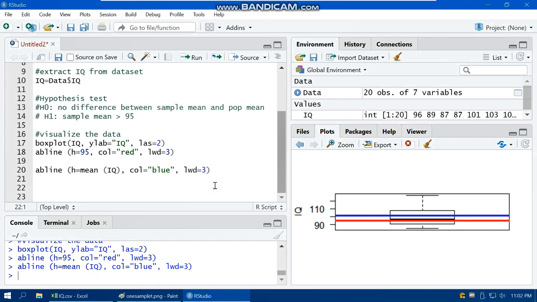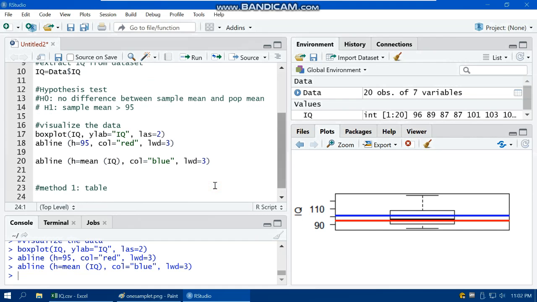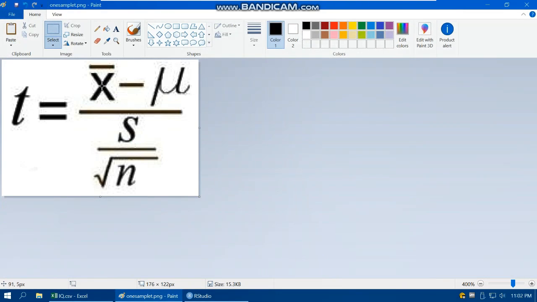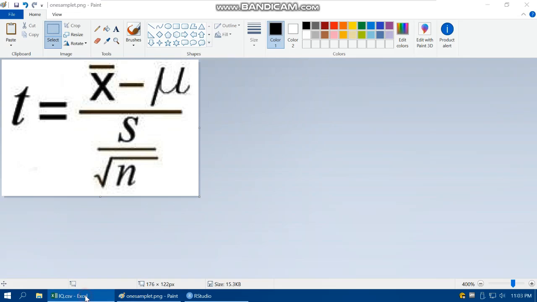I'm going to solve this problem using 2 methods: the table method, or using the formula, and also the p-value technique. So let's start with the table technique. Method 1, table or formula. If we look at the formula here, we have to measure the sample mean. We know the population mean, which is 95. We have to measure standard deviation of the sample, and then sample size, which is 20, I think. Yeah, 20. So we just plug in the values into this formula.